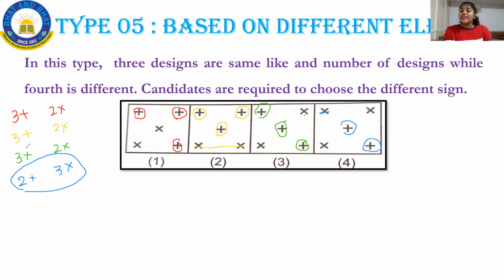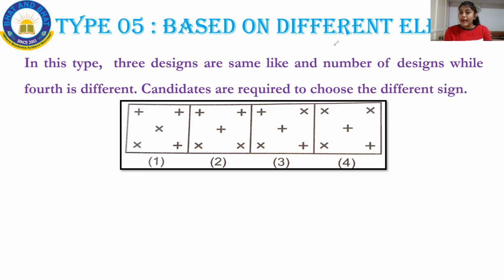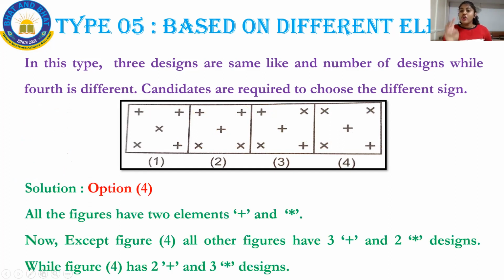Why? Because in the rest of the options, it is containing 3 plus signs and then 2 multiplication signs. But in option 4, it is having 2 multiplication signs and then 3 multiplication signs and then 2 addition signs. Therefore, option 4 is your answer.